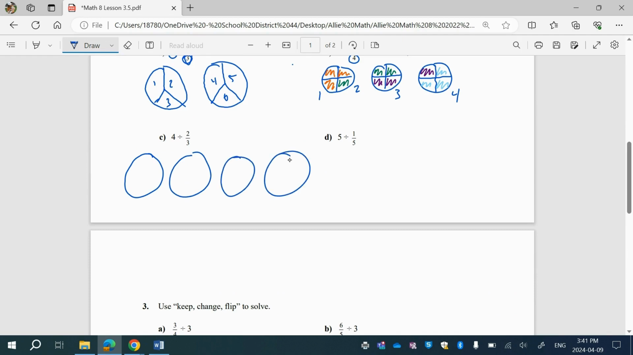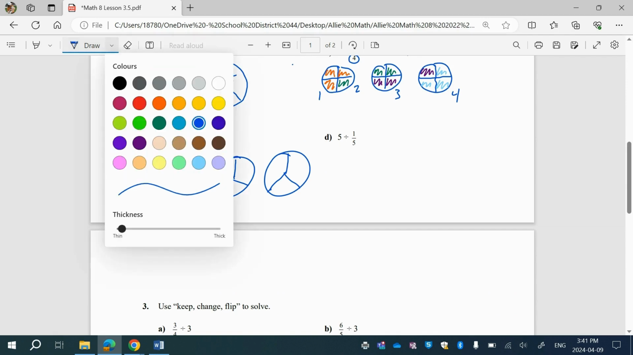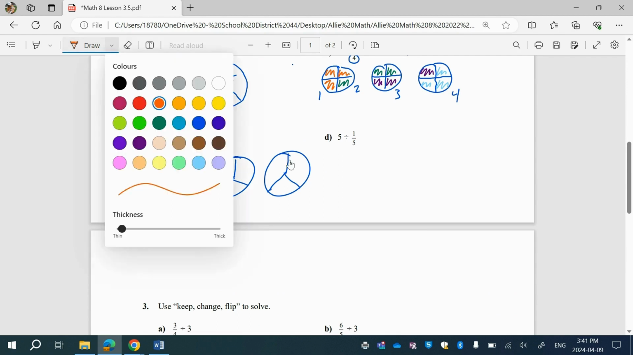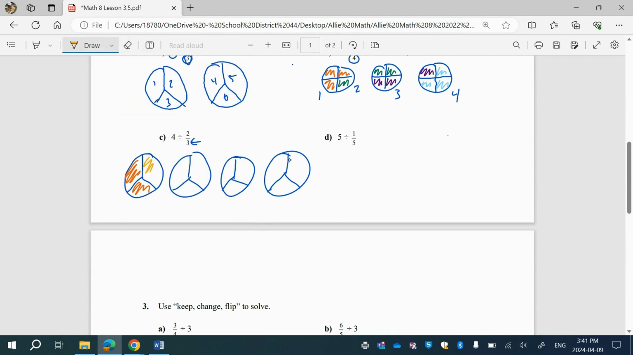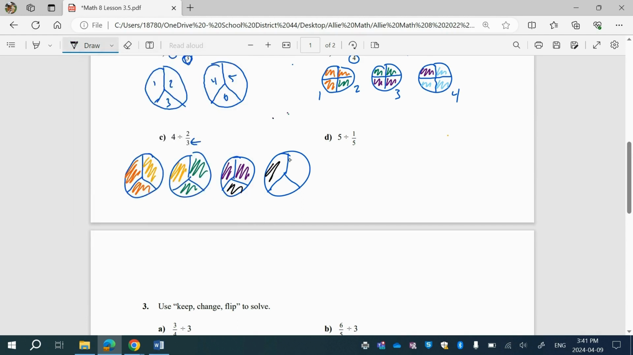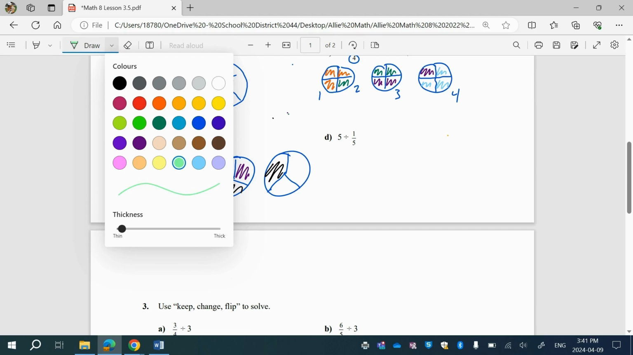So we got 4. We're going to split it into 3s. So our peace signs again. But this time we're looking for 2/3. We're not looking for 1/3. We want to know how many times we can pull out 2/3 out of this 4. So there's 2/3 once. There's another 2/3. There's another 2/3. There's another 2/3. There's another 2/3. And let's do this green. There's the last 2/3.